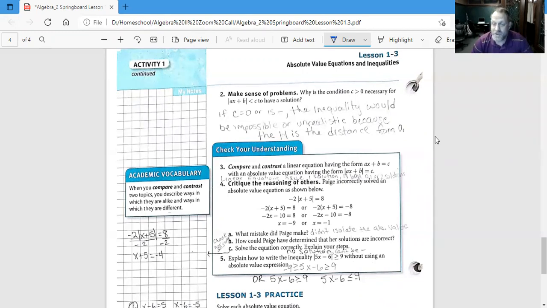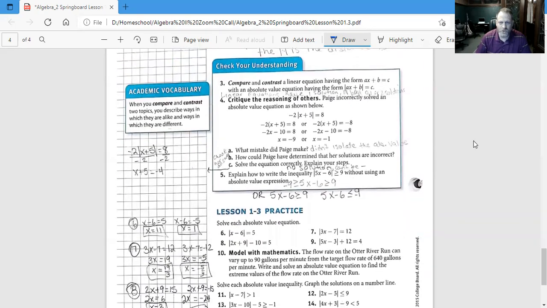Why is the condition C is greater than 0 necessary for the absolute value of AX plus B is less than C to have a solution? Why is it necessary for it to have a solution? If C equals 0 or is negative, in which C is the answer, right? The inequality would be impossible or unrealistic because the absolute value of A is the distance from 0.